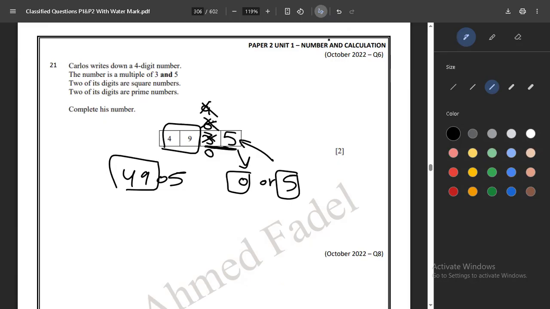Now, this is a squared, as they said, and this is prime, as they requested, and the whole number is divisible by 5, and the whole number is divisible by 3, and all the digits add up to exactly 18, which is divisible by 3.